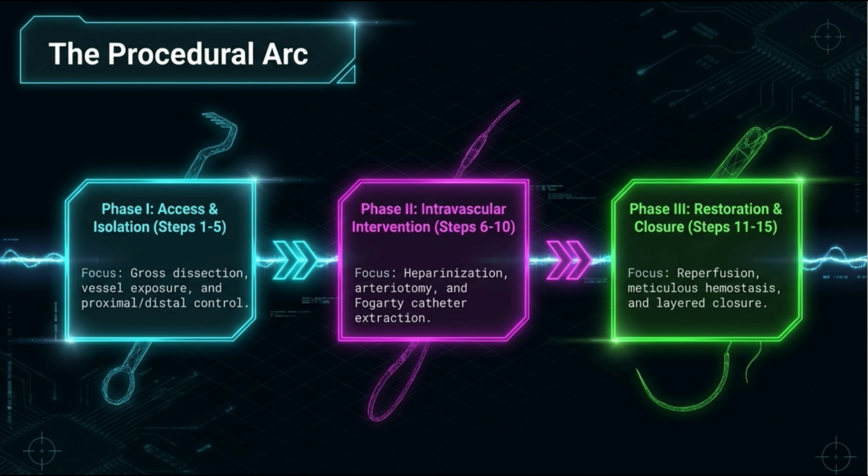This procedure is divided into three main phases: access and isolation, intravascular intervention, and restoration with closure. Each phase has a distinct focus and rhythm. Phase 1 emphasizes exposure and vessel control. Phase 2 focuses on clot removal, and Phase 3 restores flow and completes closure. Understanding this progression allows the surgical technologist to anticipate instrument needs. The entire procedure follows a predictable but high-stakes workflow.